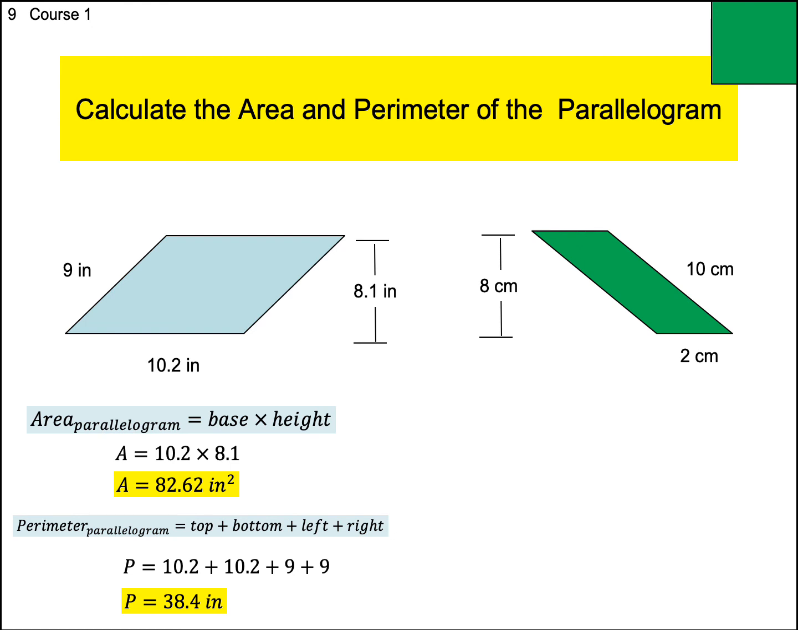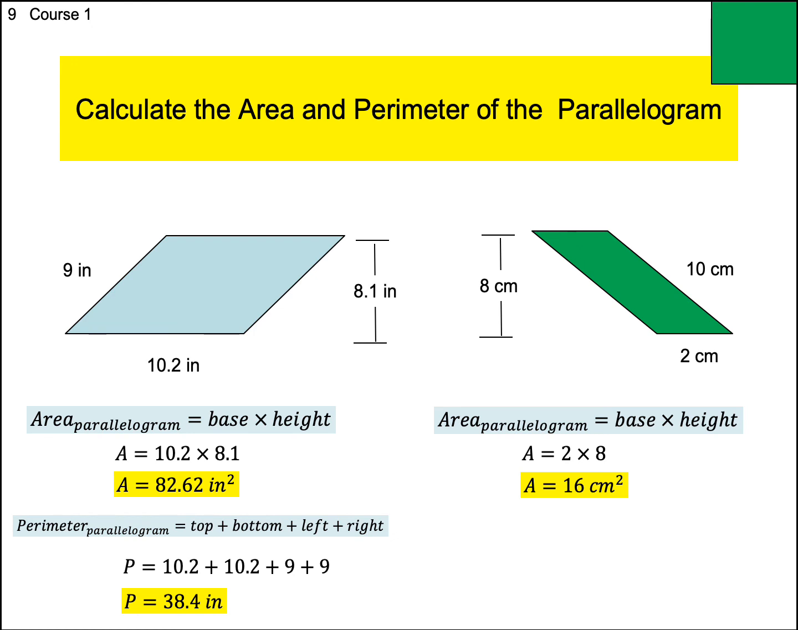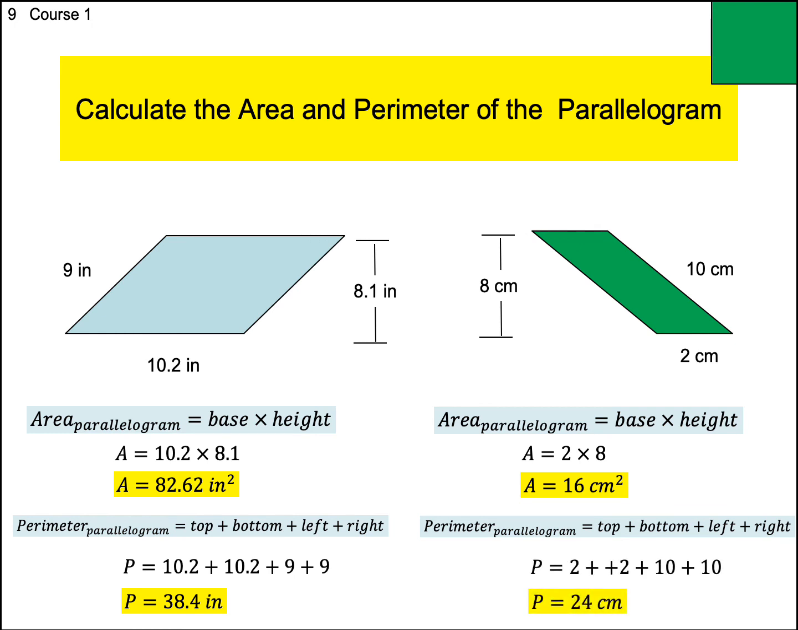For the last one, the green one, let's see, the base is 2, the height is 8. 2 times 8 is 16, so 16 square centimeters. If this side is 2, that side is 2. If this side is 10, that side is 10. So when we do the perimeter, 10 plus 10 plus 2 plus 2. 10 plus 10 is 20. 2 plus 2 is 4. 20 and 4 is 24 centimeters. Cool? How many of you got all those right?